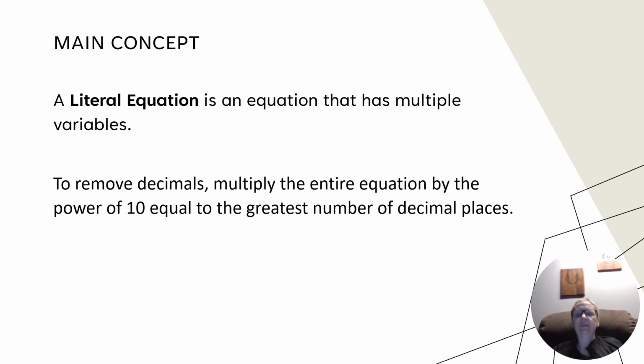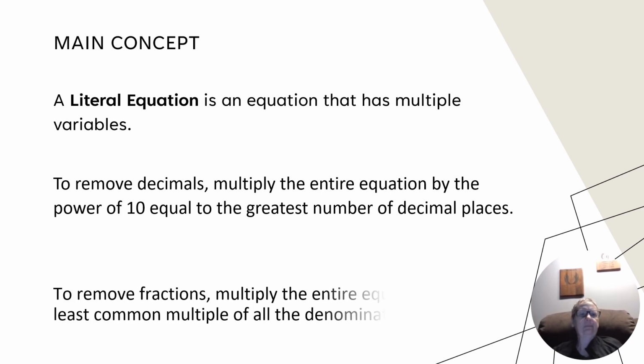To remove decimals from an equation, you multiply the entire equation by a power of 10 equal to the greatest number of decimal places in the equation. So you look at all of the numbers, count the decimal places, whichever one has the most, you multiply by a power of 10 with that number of zeros.